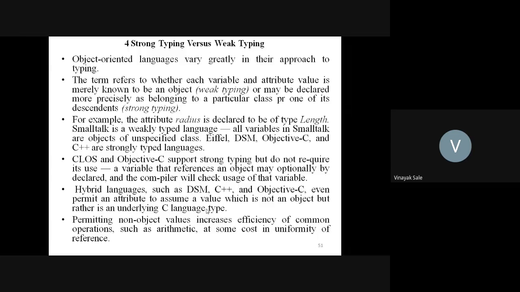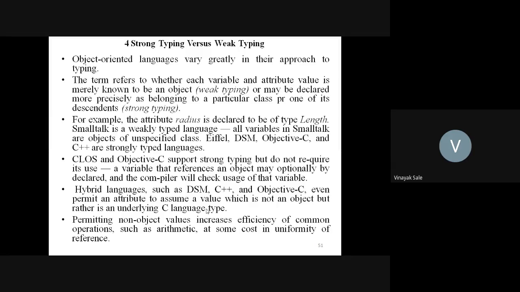CLOS and Objective-C support strong typing but do not require its use. A variable that references an object may optionally be declared, and the compiler will check uses of that variable.